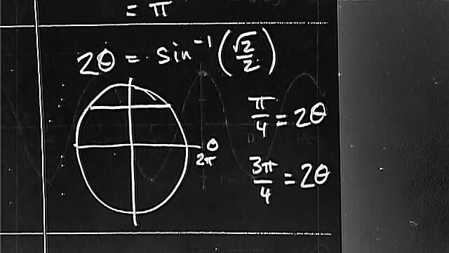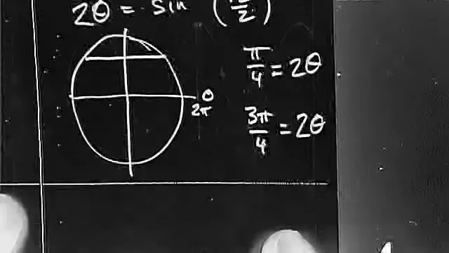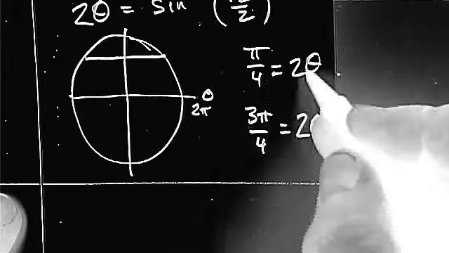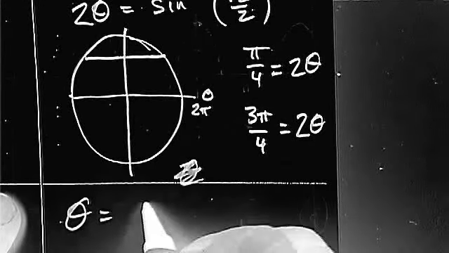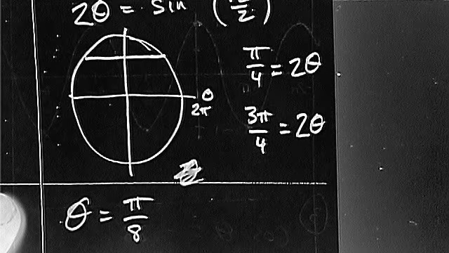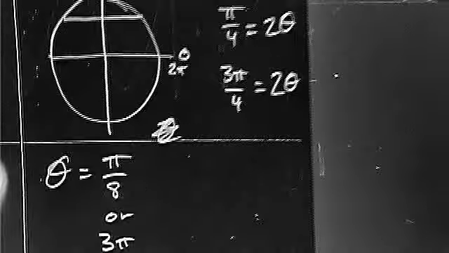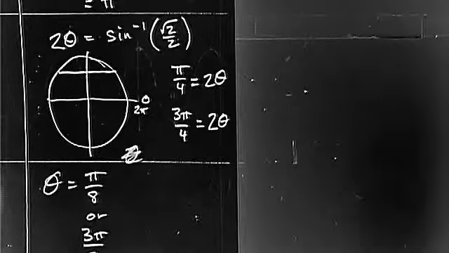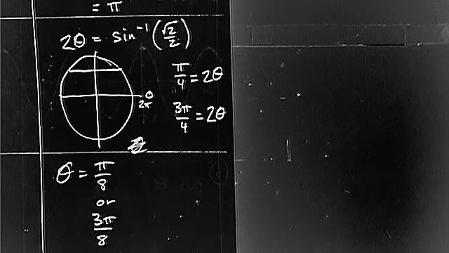If you solve for theta, you have to divide by 2 on both sides. Theta would then be equal to pi divided by 8, or 3 pi divided by 8. In other words, if you have reduced the period of the function to pi, you did a horizontal shrink.